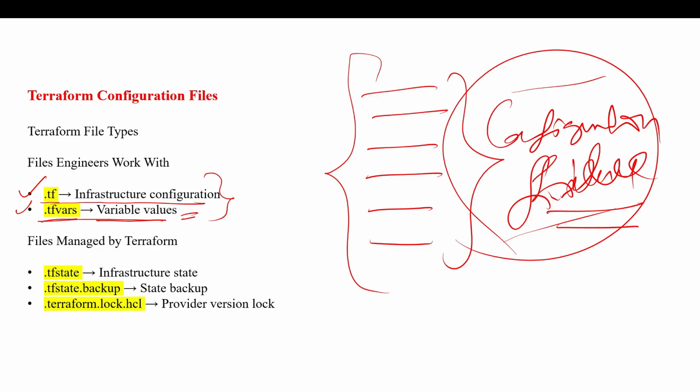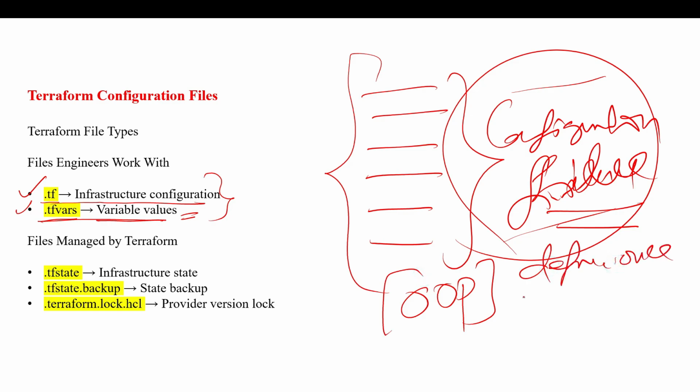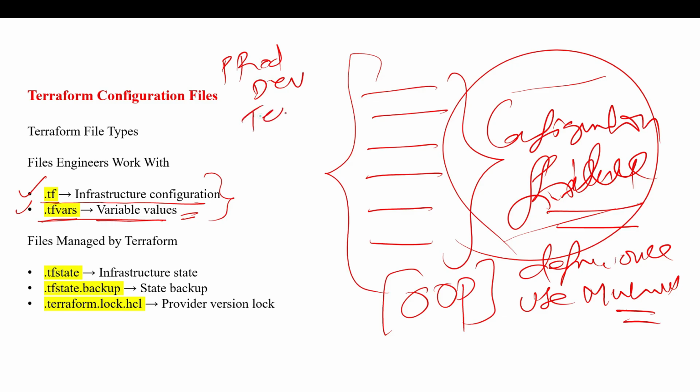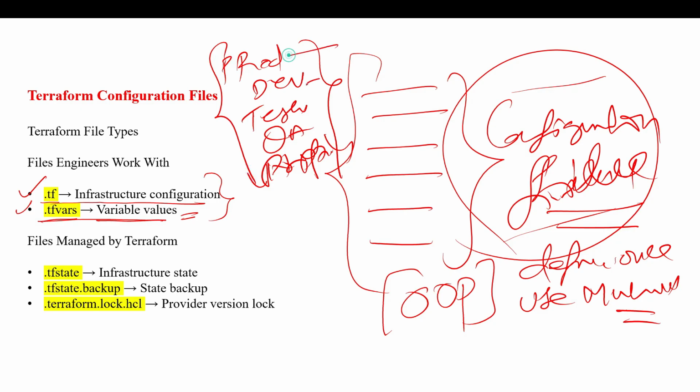As I explained earlier, in Terraform we apply the object-oriented programming approach. That means define once and use multiple times. Suppose you want to configure your production environment, your development environment, your testing environment, quality environment, or non-production environment, which is called the pre-prod environment. So suppose you want to configure multiple environments. You will have a separate VPC for each environment, a separate subnet for each environment, and a separate virtual machine for each environment. So you will have different resources in each and every environment.